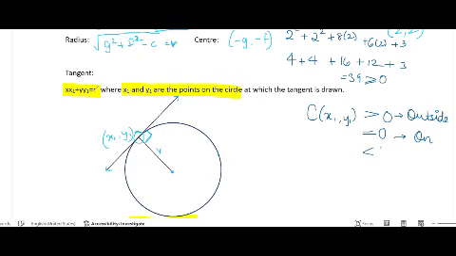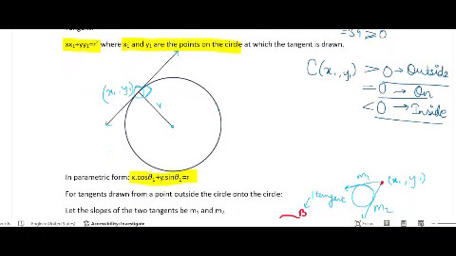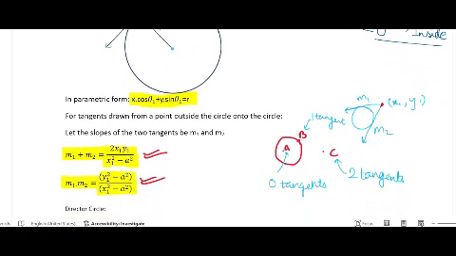And now if you get the value to be less than 0, that means the point is inside the circle. So in this case there will be no tangent, in this case one tangent, and in this case two tangents. Okay, and this is not just to find out how many tangents. There will be more uses of this.